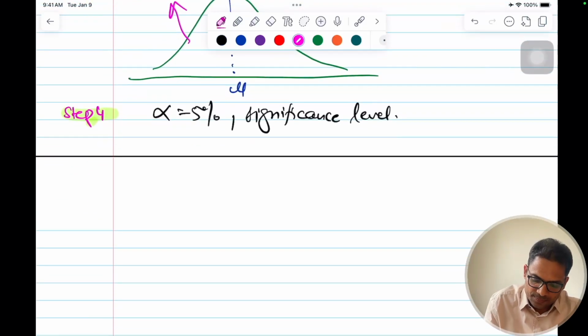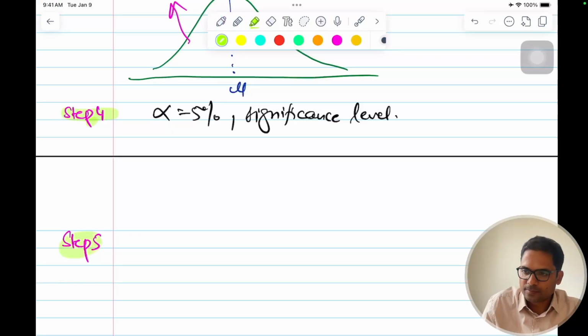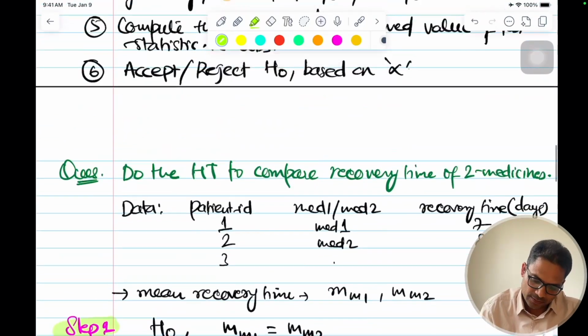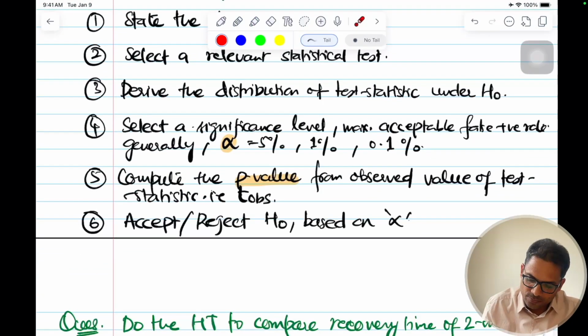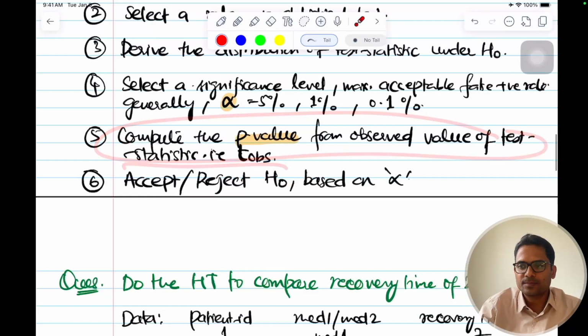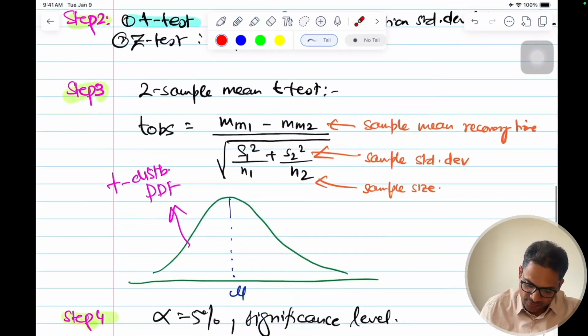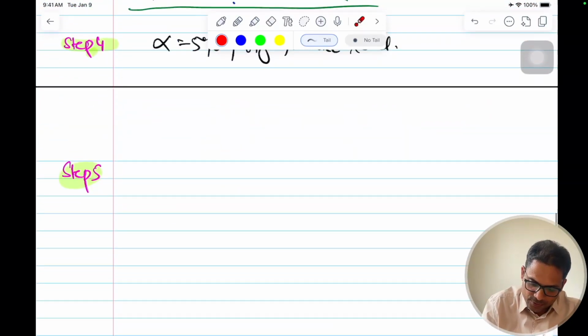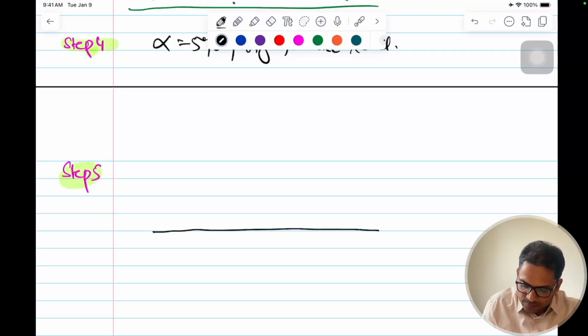What is my step 5? Step 5 is to compute the p-value from the observed value of the t statistic. What is p-value? Okay, understand this. So let me draw it again. Say for example, this is the t distribution. Okay, this t distribution is also symmetric.